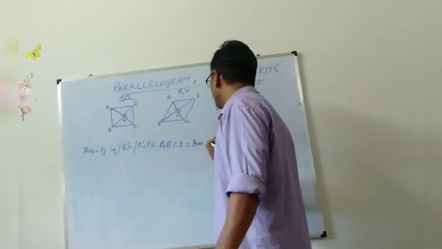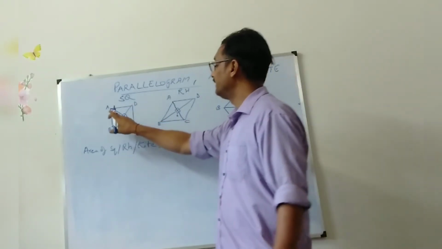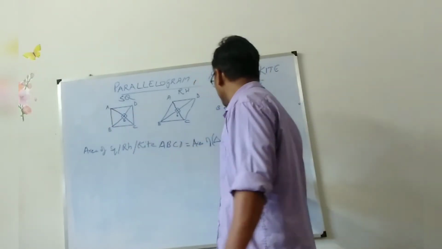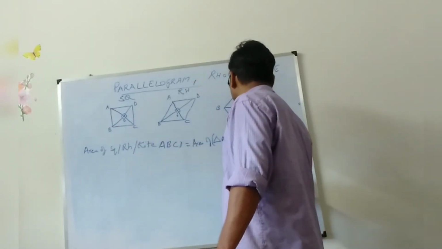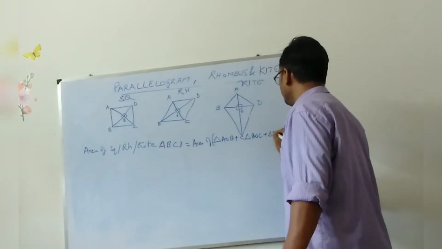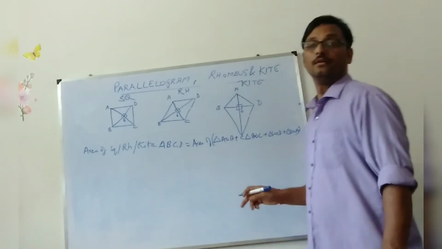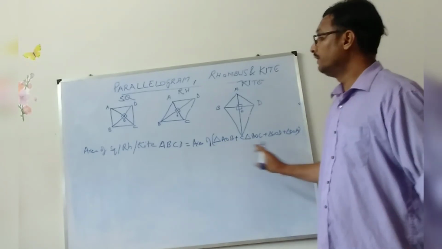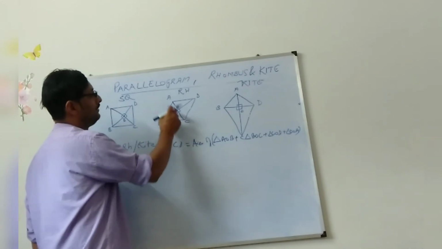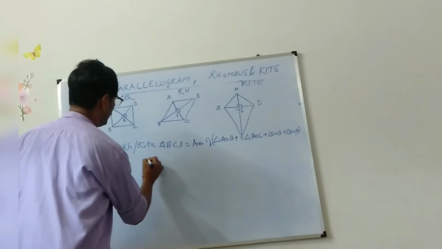What are the 4 triangles it has made? This is the one, AOB. Second one is BOC. Third one is COD. And fourth one is DOA. These are the 4 triangles made by these diagonals: AOB, BOC, COD, DOA. Now come to this.